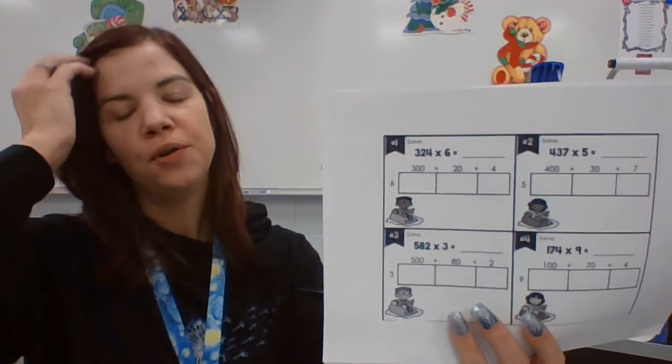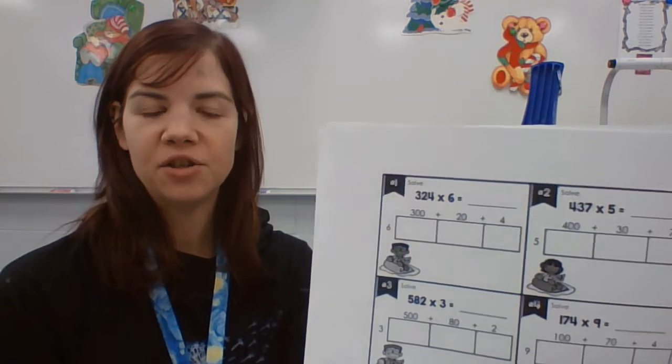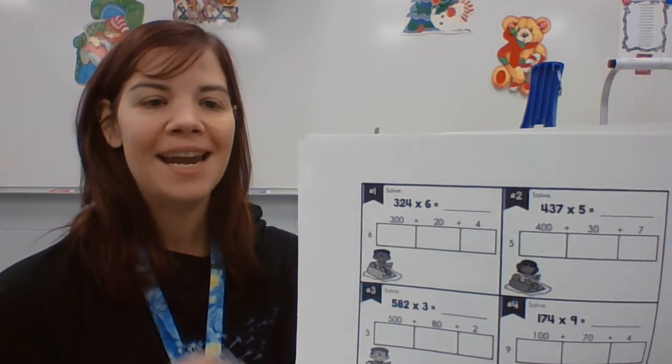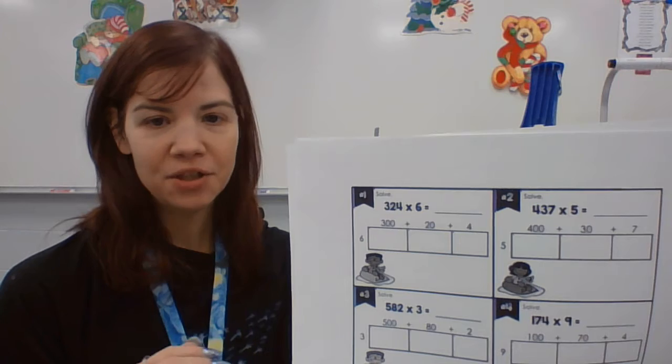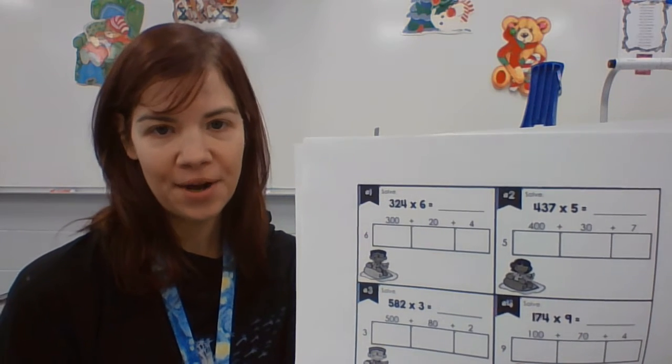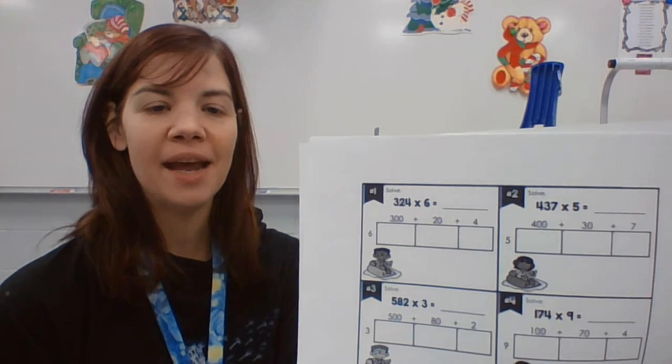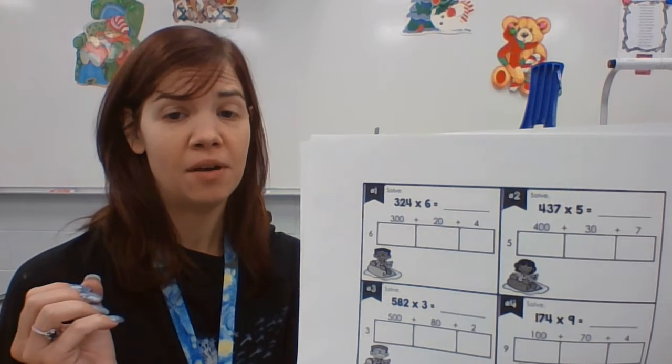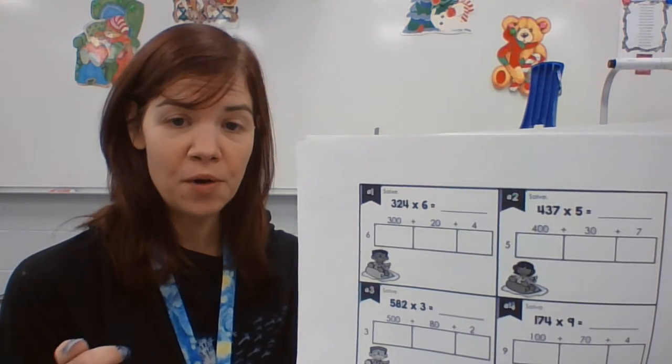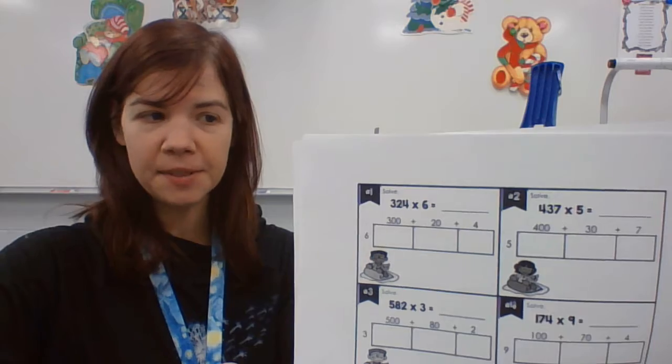Hey guys, I'm going to show you how to do a strategy for multiplication that helps to break apart the number. It makes it much easier if you're not sure about the standard algorithm. Okay, this is called the area model. It can also be called the box method or window method, so it has a couple different names.